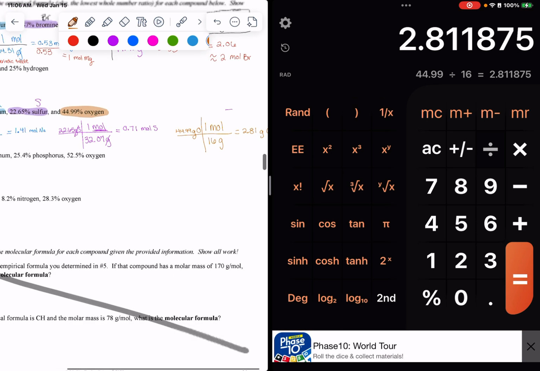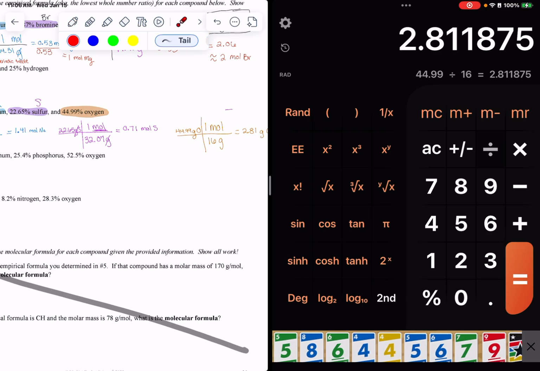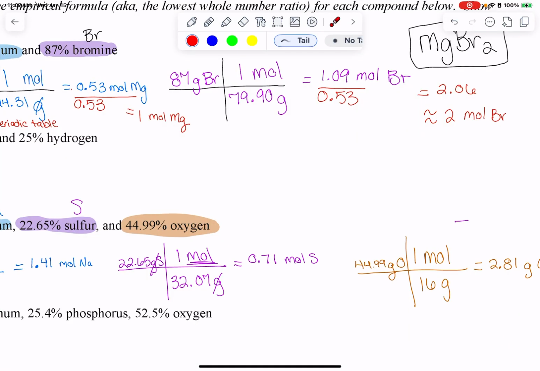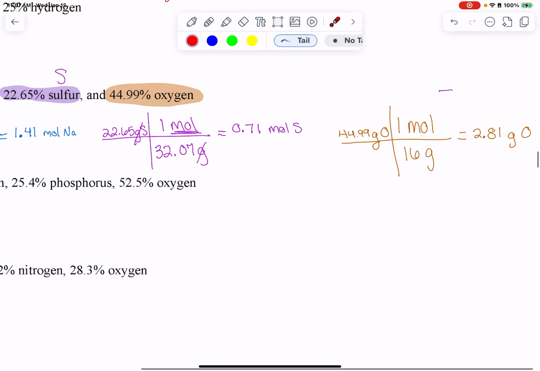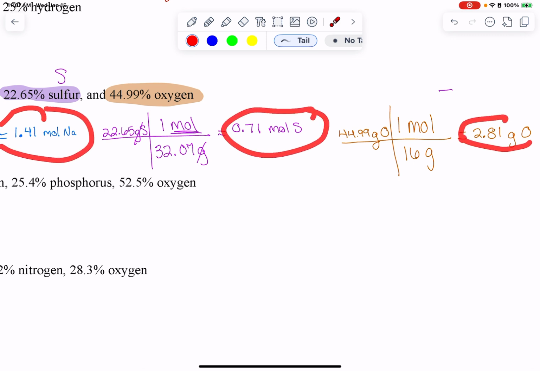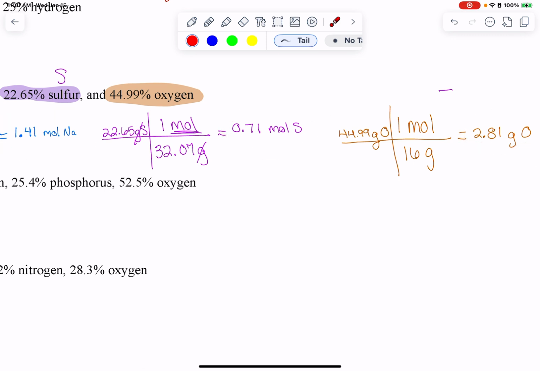Now, between all three of these numbers, we have to go through and look. Which one of these numbers that we got is the least, which is the smallest? And looking at all three of these, sulfur is the smallest amount. So I'm going to divide every single one of these by 0.71. All of these numbers, 0.71.